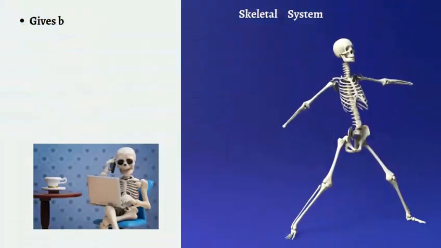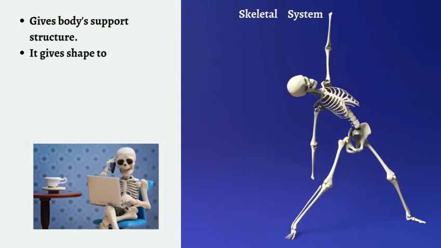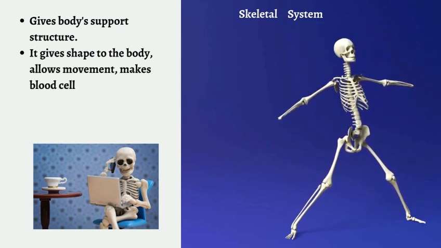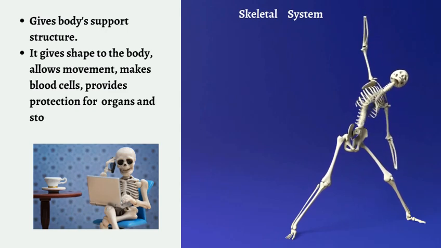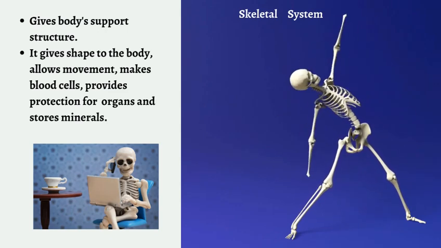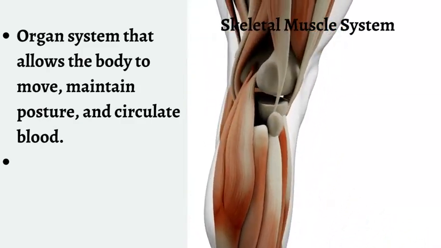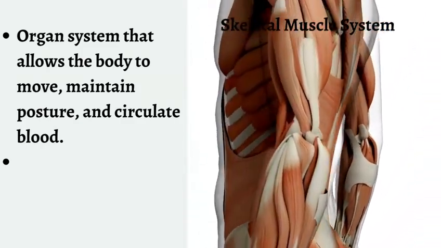Next, about the skeletal system. The skeletal system provides the body's support structure, gives shape to the body, allows movement, makes blood cells, provides protection for organs, and also stores minerals such as calcium and phosphate. Skeletal muscle system. It is an organ system that allows the body to move, maintain posture and circulate the blood.